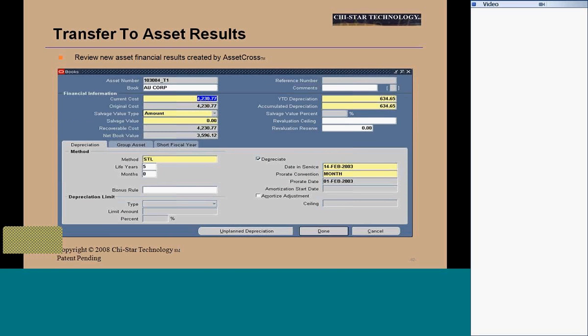If I look at the T1, the transferred asset, and look at the financial information, this was a carryover. So it brought over the original cost. It brought over the translated year-to-date and accumulated depreciation. It was the original straight line and original life method that it brought over as well. And you can see as well the date place of service is the original date place of service.